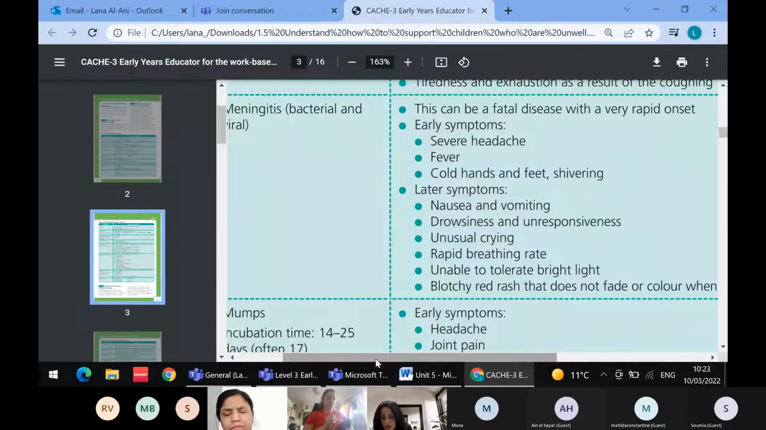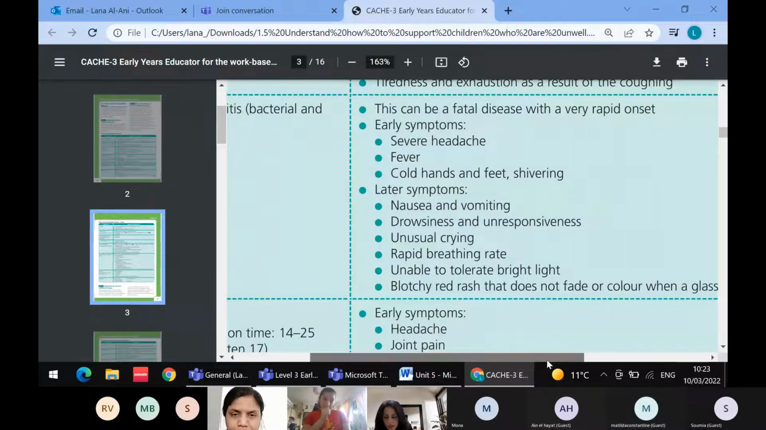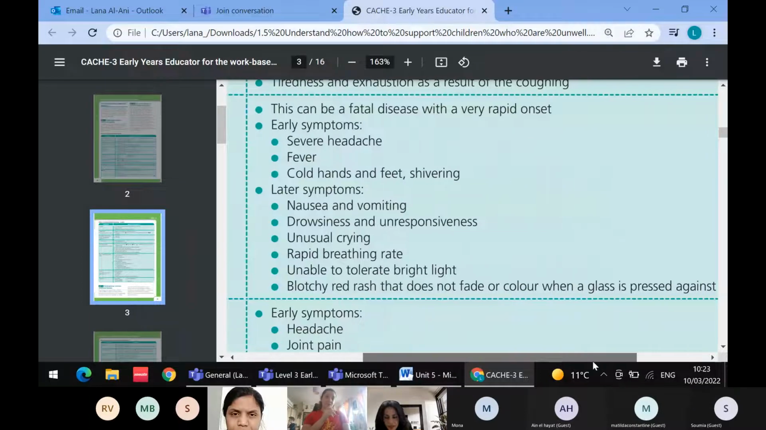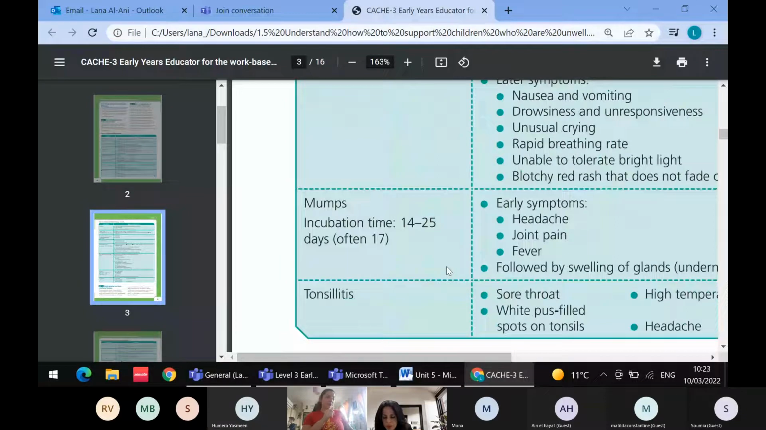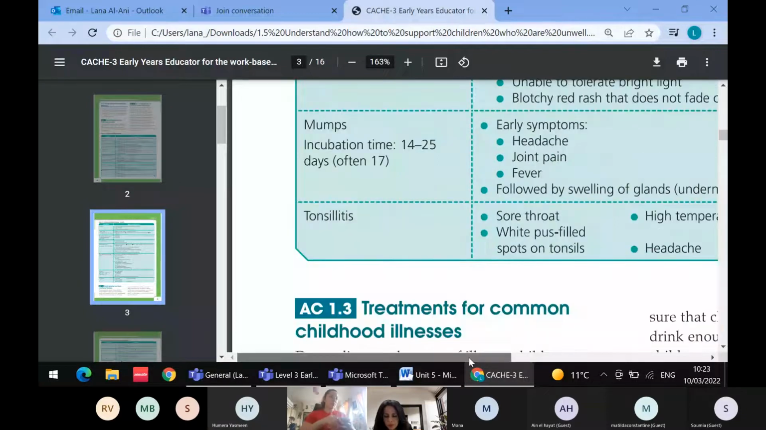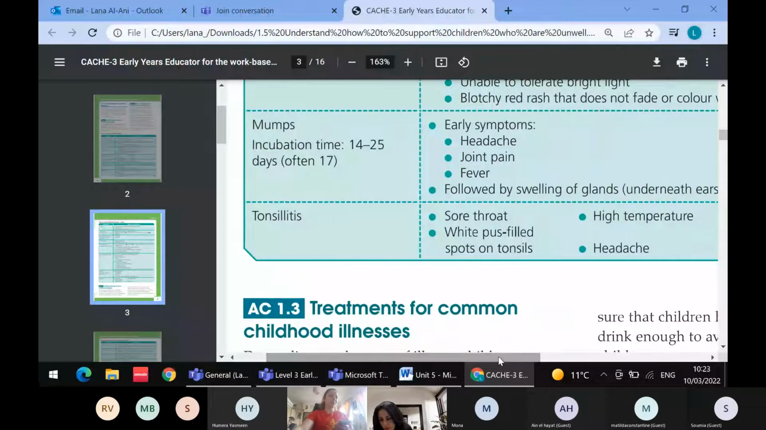So all these are symptoms, and also a red rash, and the color would not fade easily. So this is all the meningitis symptoms. How about mumps? Mumps. Yeah. The child will feel headache, joint pain, and fever.